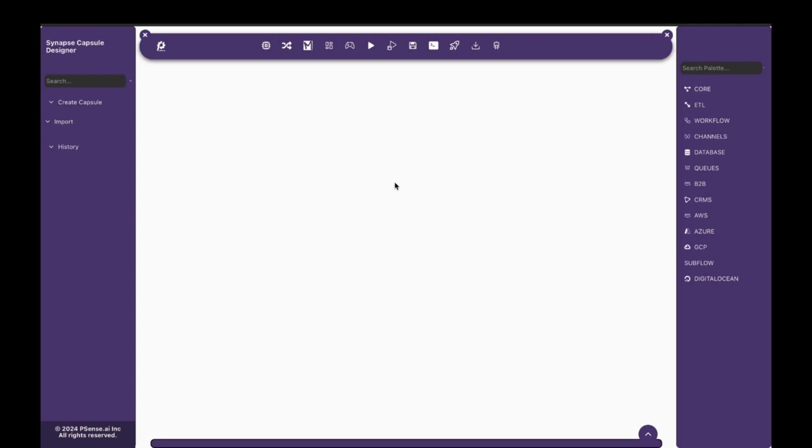So far, we have been making flows where we take input from some sources and show or push the result to a location after processing. Today's video is probably one of the most important videos from Psense's perspective, where we introduce the container node.